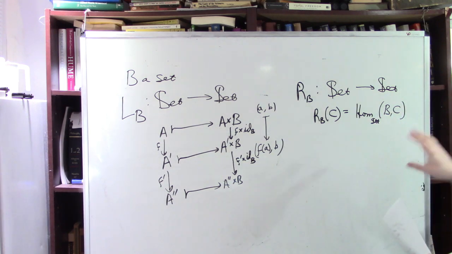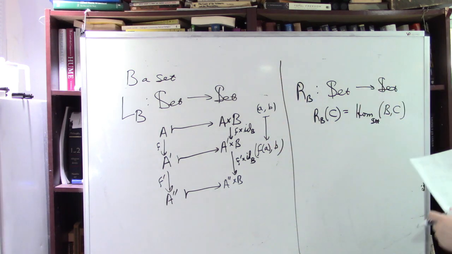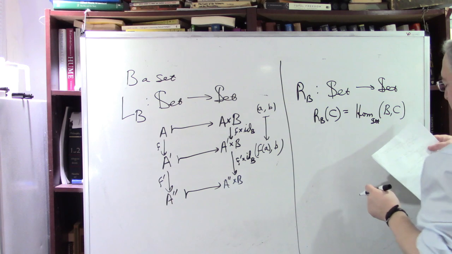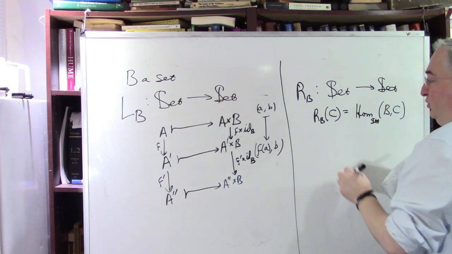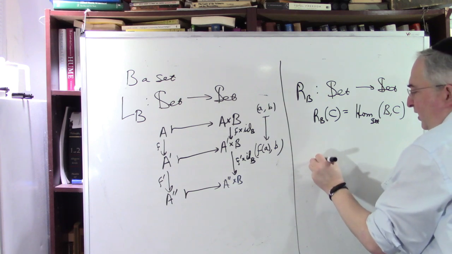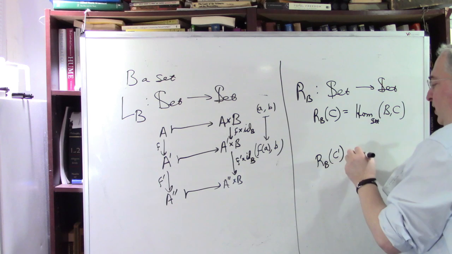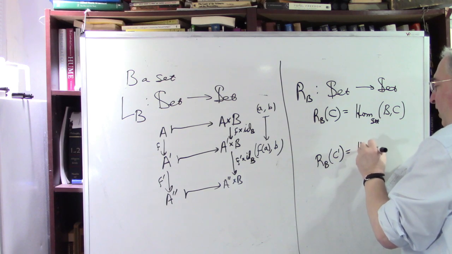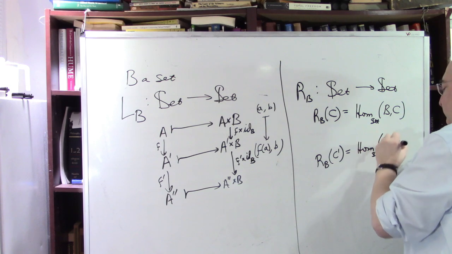Okay, this is a little bit more complicated than this, so we're going to have to go through it a little bit more carefully. Okay, so let's do it. So that's what it does on object C. Let's say there are two objects. Let's say R_B of C prime is going to equal Hom of sets, set homomorphisms from B to C prime.